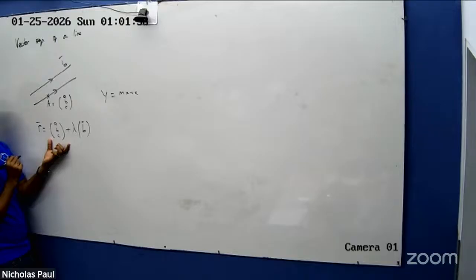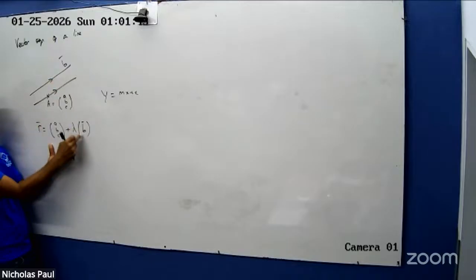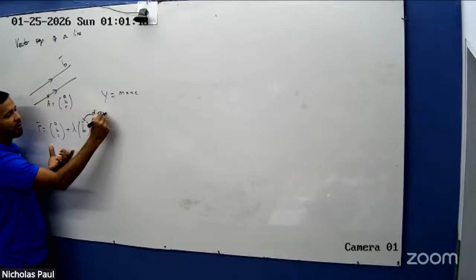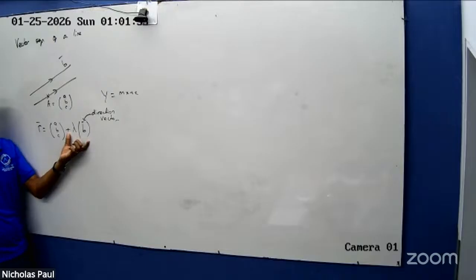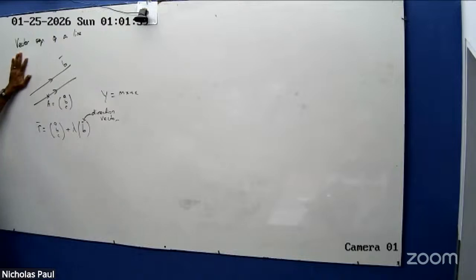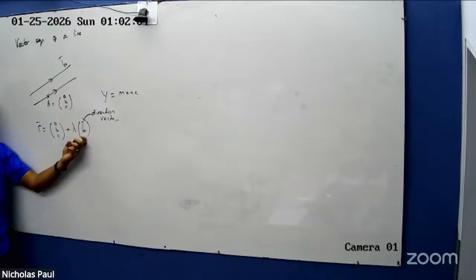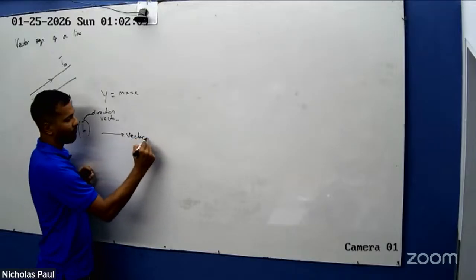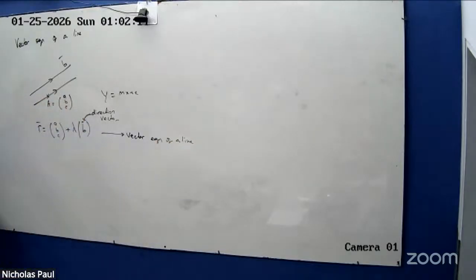So the vector equation of a line looks like this: a point on the line and some multiple of the direction vector. This is called our direction vector. The only purpose of this is to give direction. Are you okay with that? So if I ask you to find the vector equation of a line, what you need is a point and a direction vector. So this is called the vector equation of a line. We'll prove it in a little while.